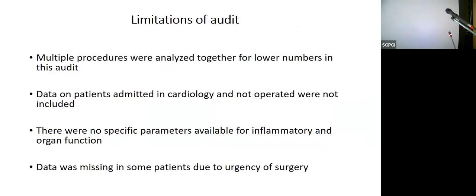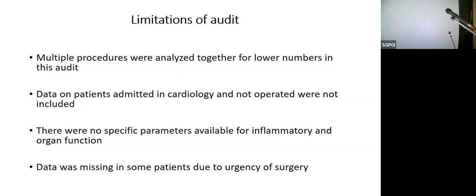Now, limitations of our audit. First, we analyzed multiple procedures for small numbers, 70 patients against some 11, 12 procedures. Then, data of patients admitted in cardiology and not operated is missing. Patients who couldn't make it to the table, and patients who went somewhere else and were not operated, not transferred to the CVTS, are missing. So that's why this study is incomplete.